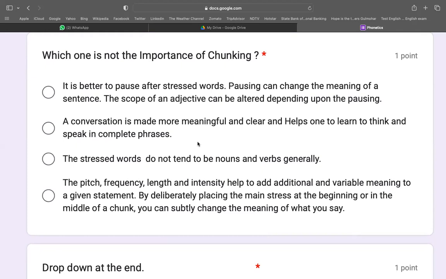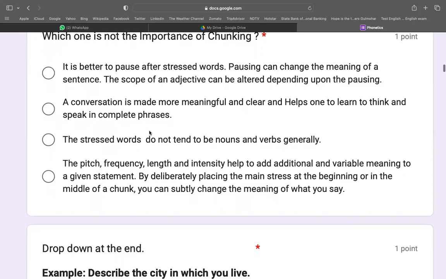उसके बाद सेकंड, अ कन्वर्सेशन इज मेड मोर मीनिंगफुल एंड क्लियर एंड हेल्प्स वन टू लर्न टू थिंक एंड स्पीक इन कंप्लीट फ्रेज। ये भी सही है। कन्वर्सेशन इज मेड मोर मीनिंगफुल एंड क्लियर। सो जब आप बातें करते हो किसके साथ, राइट, तो उस टाइम पे कन्वर्सेशन है, राइट, वो मीनिंगफुल एंड क्लियर अगर है, वो हेल्प करता है किसी को मीन्स समझने के लिए, और कोई अच्छे से बोल भी पाता है फ्रेज को, तो ये चंकिंग में है.